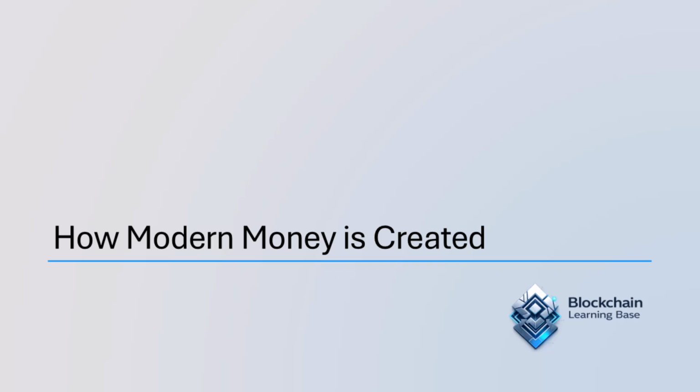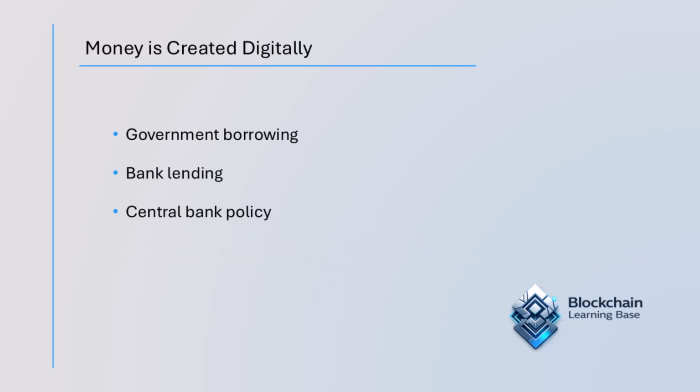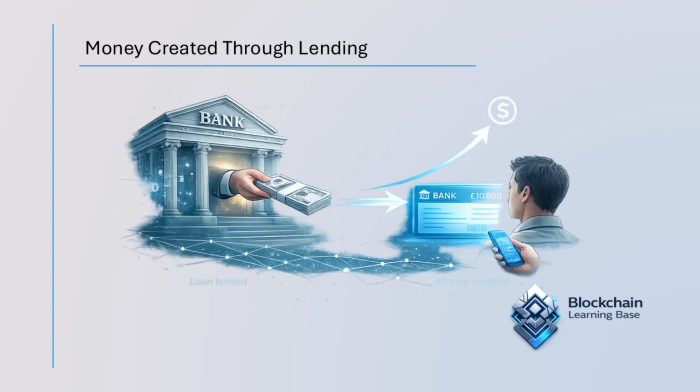How modern money is created. Here's something most people are never taught in school. Most money today is not printed, it's created digitally. When governments borrow, banks lend, central banks stimulate economies, new money enters the system. This isn't a conspiracy, it's not a secret, it's how the system is designed. Commercial banks create money through lending. Central banks influence money supply through policy. It's a structured system, and again, it works as long as trust remains intact.